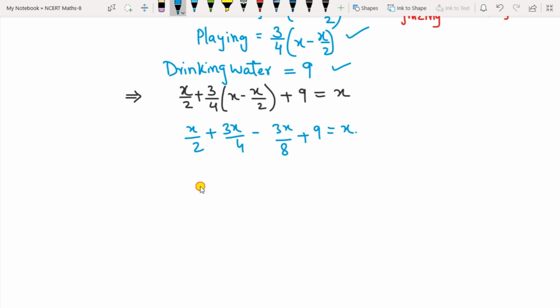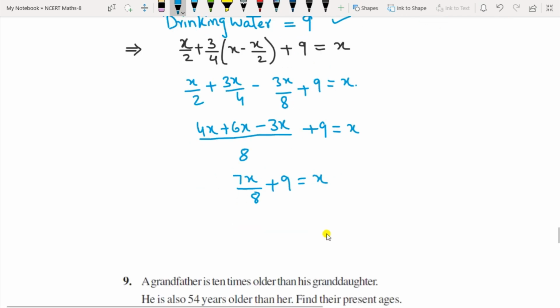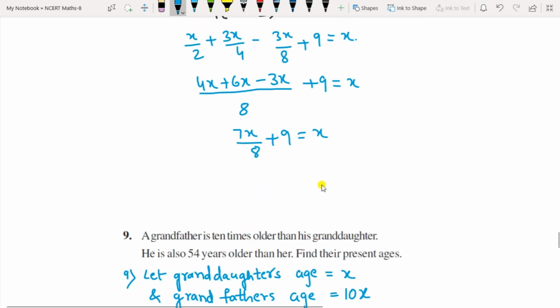Take the LCM of this x term. So it becomes here 8. Okay. Multiply each term by 8. You get here 4x plus 6x minus 3x plus 9 equal to x. Solve this x. 10 minus 3 is 7x by 8 plus 9 equal to x. Okay. So now move the x term to the right side.